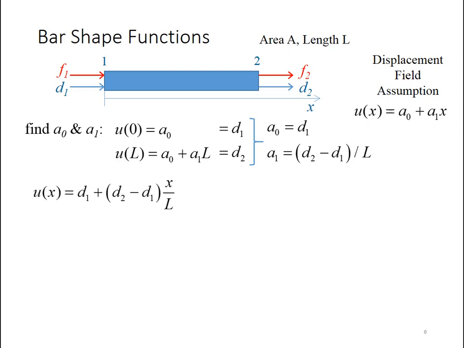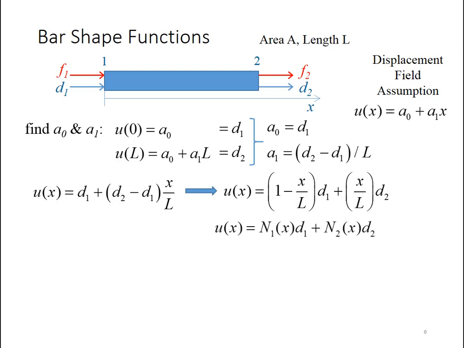I can plug them back into the expression for u of x, and then I'm going to rearrange terms as you see here. So u of x is equal to 1 minus x over L times d1 plus x over L times d2. I can write those two coefficients for d1 and d2 as n1 and n2.